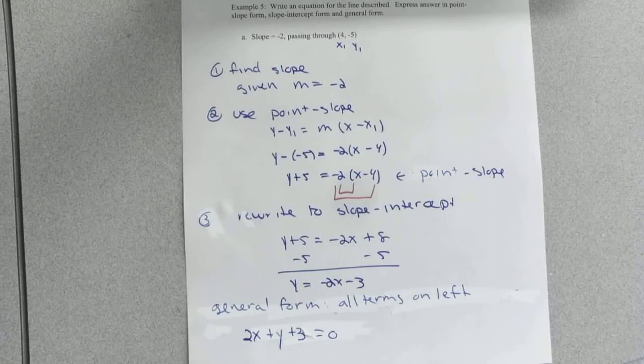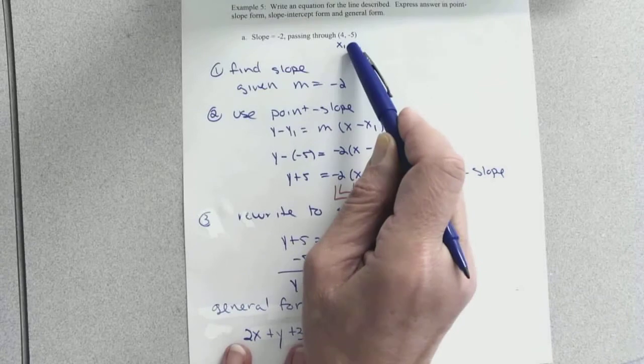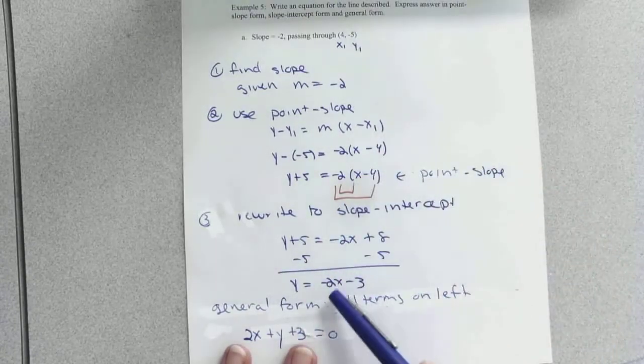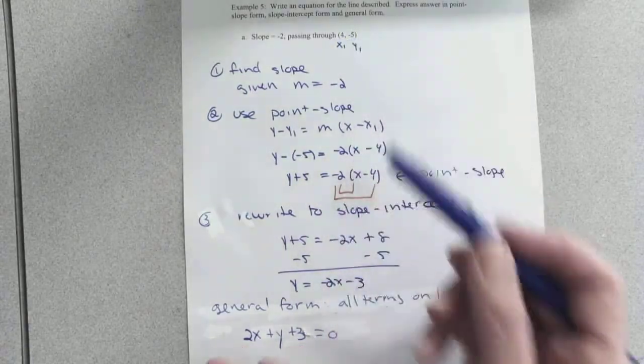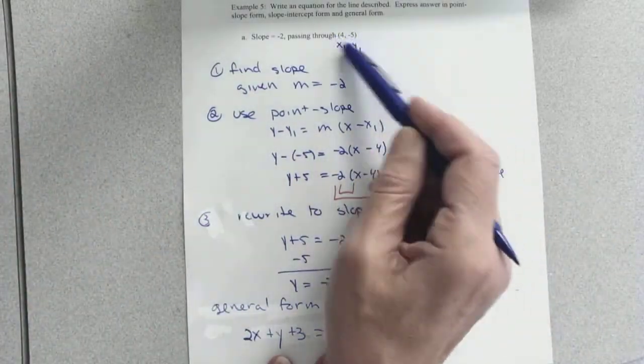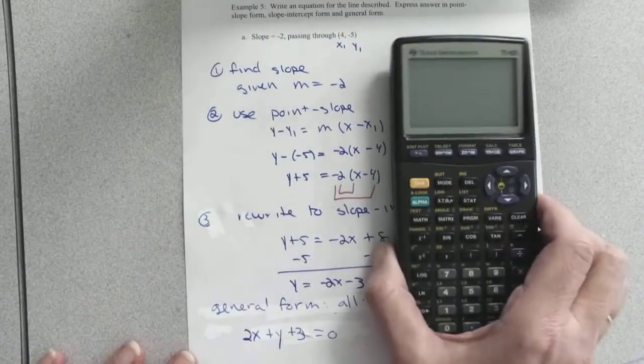Now, there is a little check you can do on these. And when you can do a little check, do a little check. This is supposed to be the line with slope -2 through that point, (4, -5). So we can see that the slope is -2, but we can't see automatically that it is going through that point. So we can check this by looking at a picture.